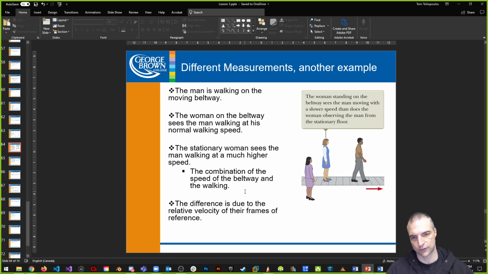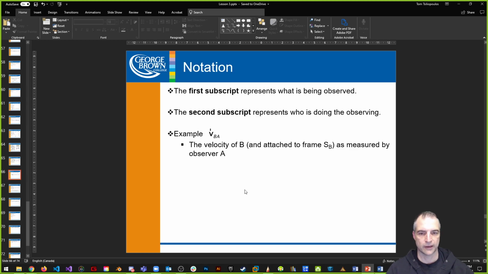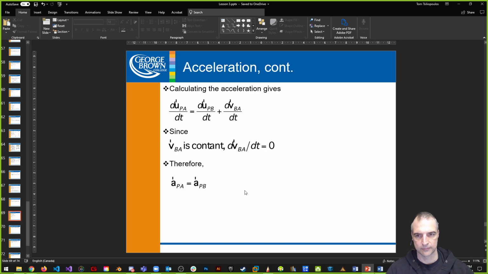I'm not going to test you on it. It's here for your viewing pleasure. All right, and I'm also not going to talk about relative velocity in a generalized form. Okay, I'm just moving on because this is just something for you.